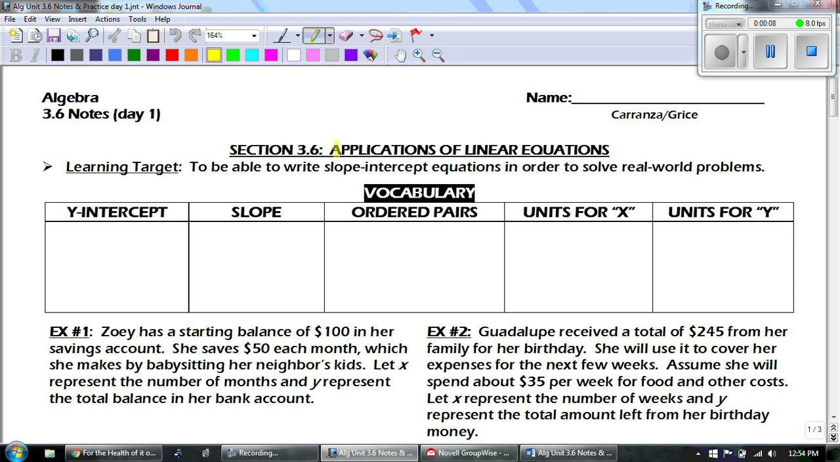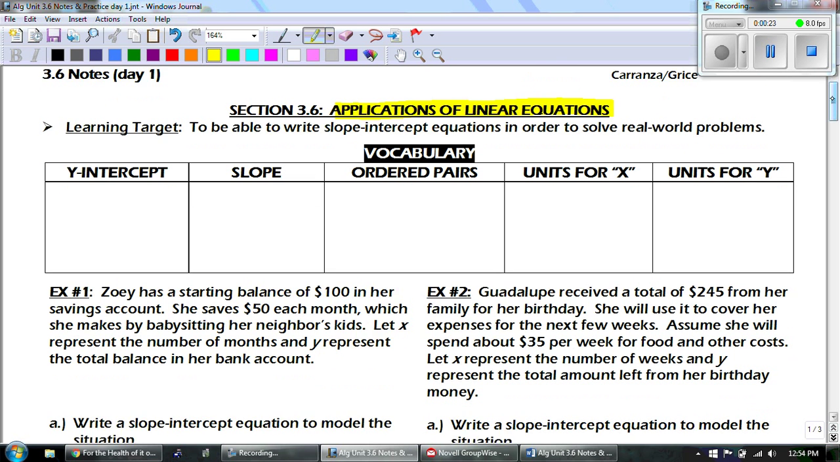Today we're going to be talking about applications of linear equations. Our learning target today is to be able to write slope-intercept equations in order to solve real-world problems. So let's go ahead and begin. We have some important vocabulary that's important for you to know as we're doing this.